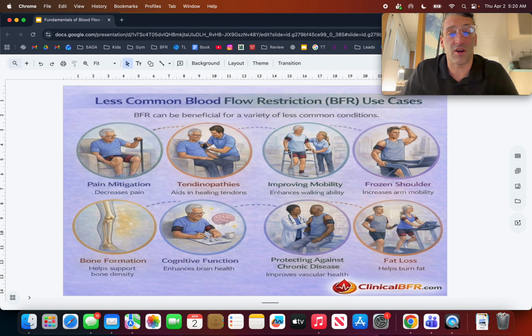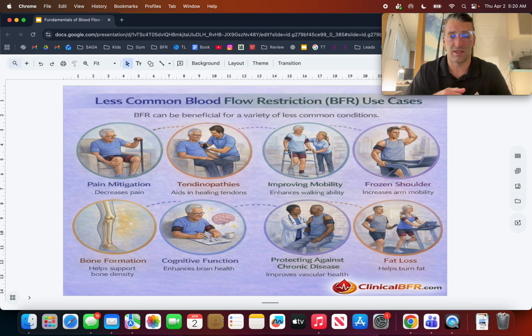Less common BFR use cases. Pain mitigation: BFR does a great job of disrupting the pain signal. And we're going to have studies that support all of this later on in the presentation. Tendinopathies. We're doing more BFR mobility work, not just for walking, but with athletes, for increasing mobility, with different drills: 90-90 hip switches, cat-cow, downward dog to cobra, all of these different poses. Frozen shoulder, using BFR passively and actively to unlock movement restrictions.